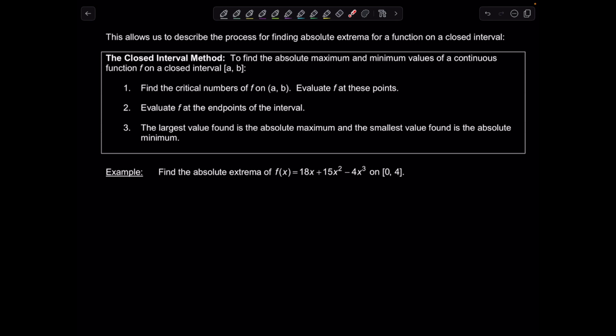It's the closed interval method. So here's the step-by-step process. Someone comes up to you and says, find the absolute extrema of a function on the interval from a to b. Step 1, you find the critical numbers of f on the open interval from a to b, and you evaluate the function at these points. Step 2, you also evaluate the function at the endpoints of the interval. You look at all of these function values, the largest one is going to be your absolute max, and the smallest one is going to be the absolute min.